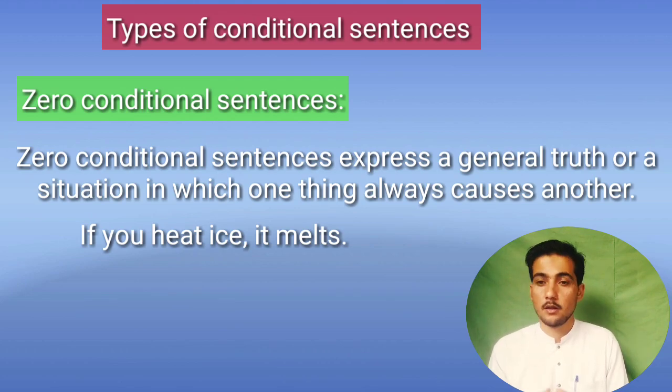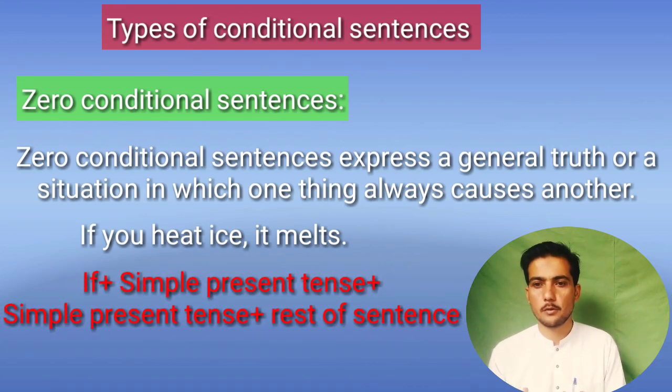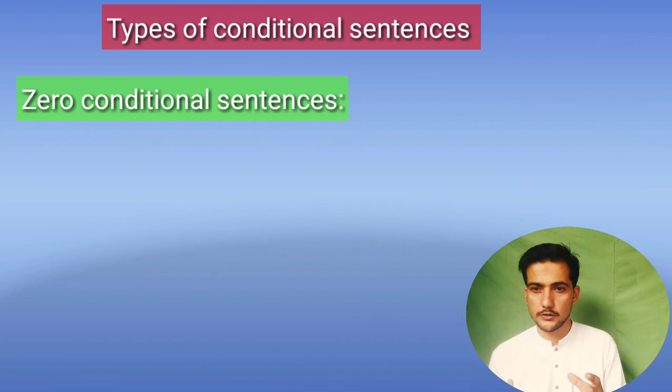But it is not sufficient for us to understand zero conditional sentences only like this, because we need to understand the formation of zero conditional sentences. So how can we form it? Just look at the structure. First we use if plus simple present tense, then simple present tense plus the rest of the sentence. So you can see here that we used the if clause first. For example, we said that if you heat ice, it is the if clause, and it is in the simple present tense. It melts, so it is also the main clause, which is also in the simple present tense. So it consists of only the simple present tense because it is a general truth.